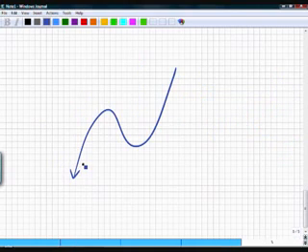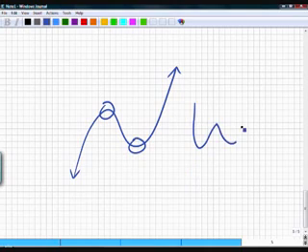X to the third. How many maximums and minimums does that have? It has a maximum and a minimum, so how many? 2. X to the fourth is your W shape. How many maximums and minimums does it have? 3. Does that make sense, what it's saying then? It'll have at most. Does it have to have that many? No. X squared has 1.